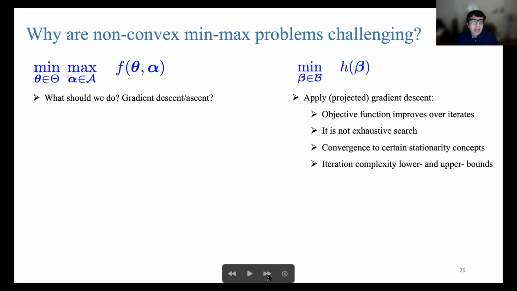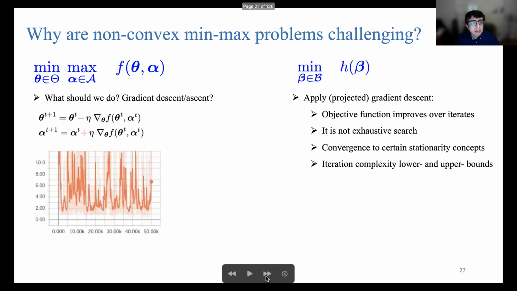A particularly popular algorithm in recent years is gradient descent ascent. Basically, the algorithm that you can find in a lot of practical works is this: you apply one step of gradient descent on theta, assuming it's unconstrained for simplicity, and one step of gradient ascent on alpha. And this is basically the dynamics that you follow. This could be applied in parallel or in series, one after another. But after applying it, you will see immediately that this is not a very reliable algorithm in practice.